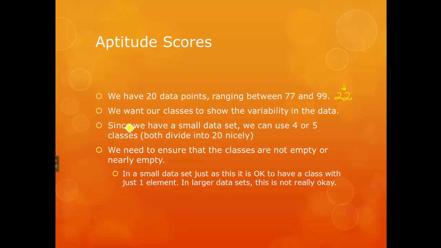In a small data set such as this, we can have just one element in a class. In larger data sets, we really shouldn't. We should be able to group the data in such a way that our classes are not nearly empty.